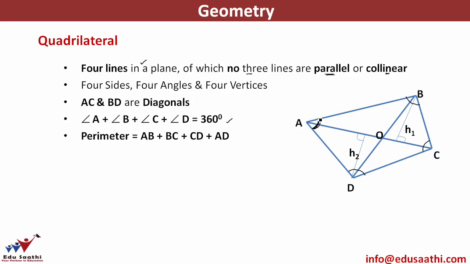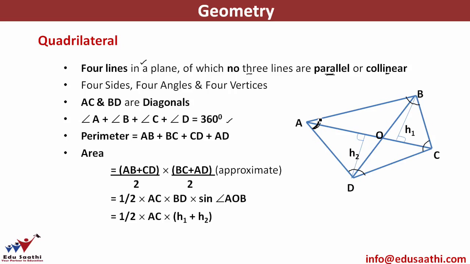In order to find the perimeter of a quadrilateral, I will sum up the lengths of all sides. So AB plus BC plus CD plus AD would give me the perimeter. In order to find out the area of a quadrilateral, I generally divide it into two triangles, find out the area of both the triangles, and add them to get the area of the quadrilateral.